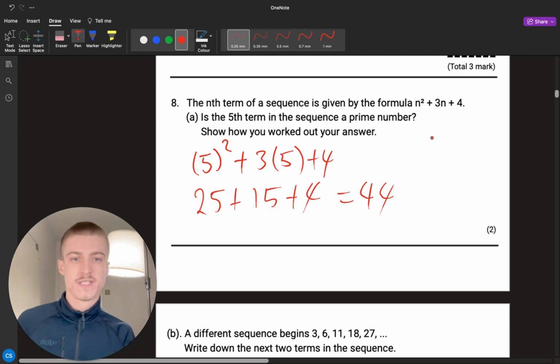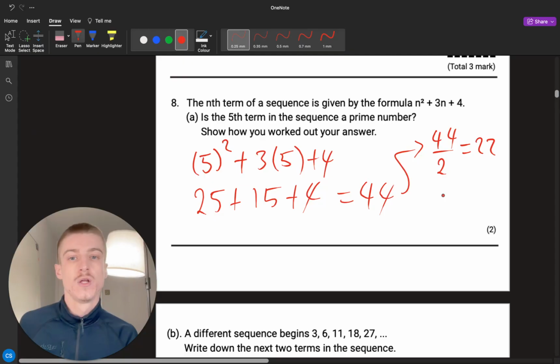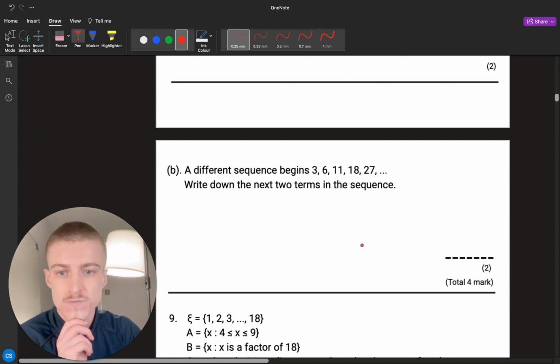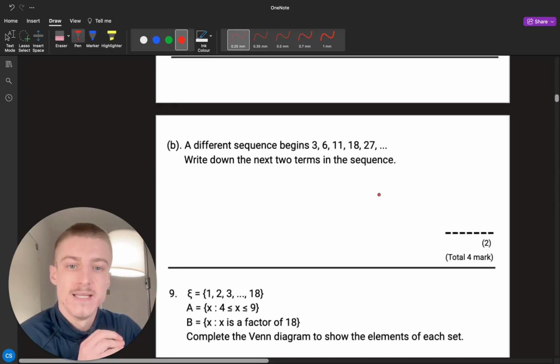Is the fifth term in the sequence a prime number? Is 44 a prime number? Well, straight away we can see that 44 is divisible by 2, leaving us with 22. So no, it is not prime, because it's an even number. There's only one even prime, and that's the number 2. A different sequence begins 3, 6, 11, 18, and 27. Write down the next 2 terms in the sequence.